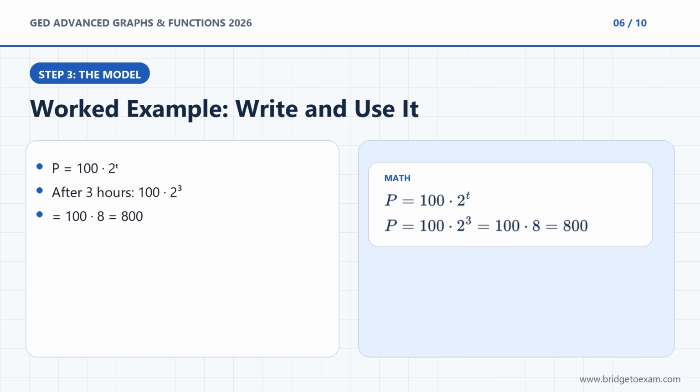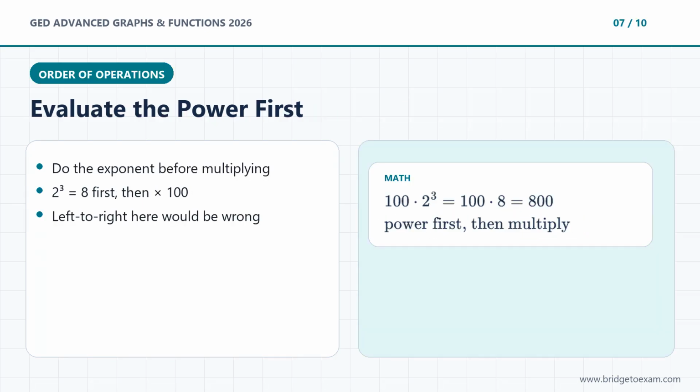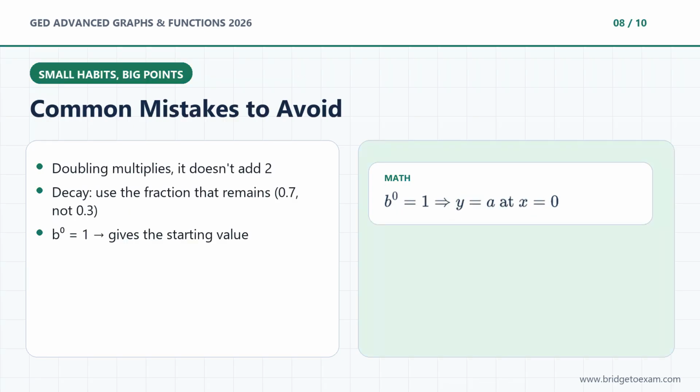The population reaches 800. One careful reminder: always evaluate the exponent before you multiply. In 100 times 2 cubed, you must compute 2 cubed first, that is 8, and only then multiply by 100. Computing left to right and doing 100 times 2 first would be wrong. Exponent first, then multiply.